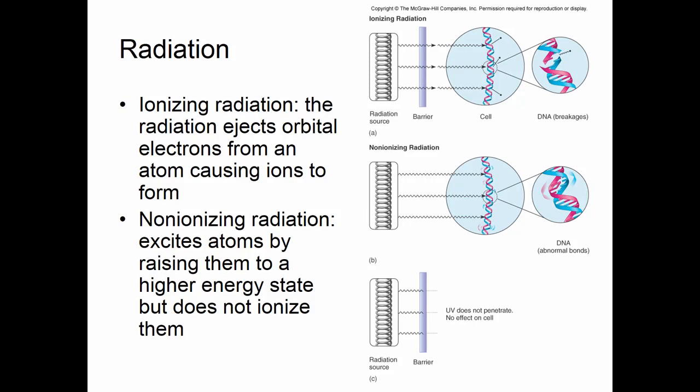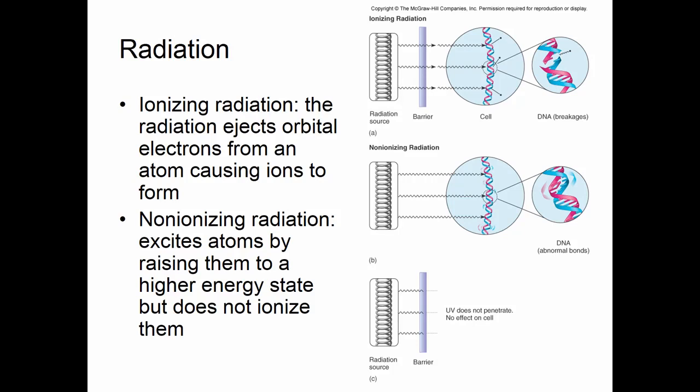Non-ionizing radiation, on the other hand, simply excites the atoms. And what this does is it actually creates bonds between certain bases on the same DNA strand. So this creates abnormal bonds. Too many abnormal bonds alter DNA replication, which alters growth of the organism. So whether you're using ionizing or non-ionizing radiation, you're still going to cause problems with the DNA, enough to affect microbial growth.